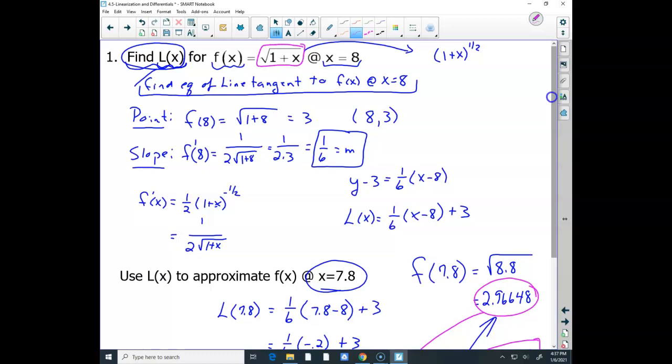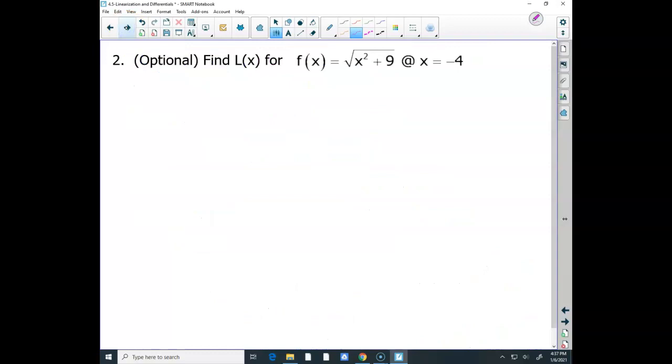So let's try another one here. This other one's not in your notes, so what I would like you to do is try to find L of x, that is, find the equation of the line tangent to the function at x equals negative 4. Why don't you give it a shot? Hit pause, see if you can come up with it.